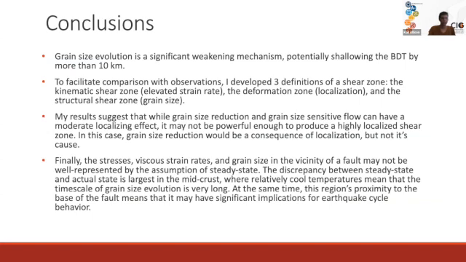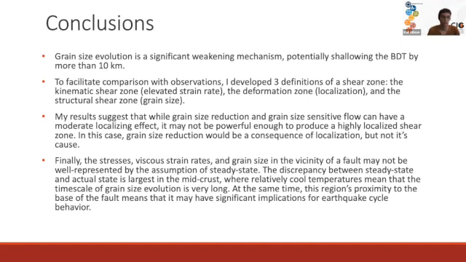So in conclusion, grain size evolution is a significant weakening mechanism, potentially shallowing the BDT by more than 10 kilometers. And to facilitate comparison with observations, we developed 3 definitions of a shear zone: the kinematic shear zone, deformation zone, and the structural shear zone. My results suggest that while grain size reduction and grain size sensitive flow can have a moderate localizing effect, it may not be powerful enough to produce a highly localized shear zone. And in this case, grain size reduction would be a consequence of localization, but not its cause.